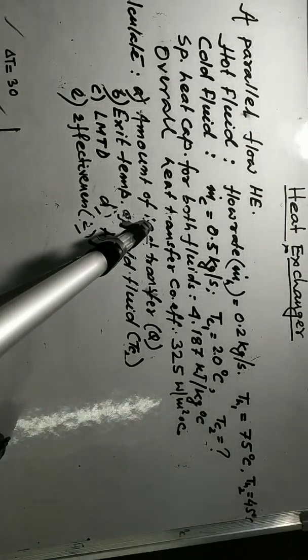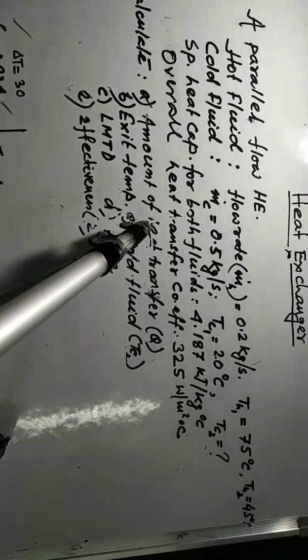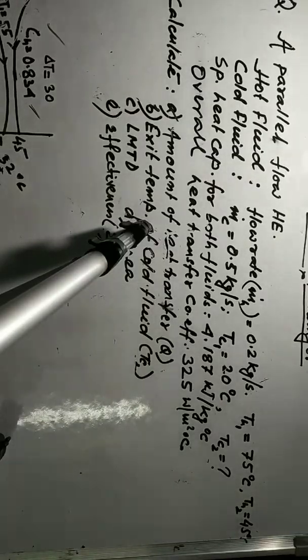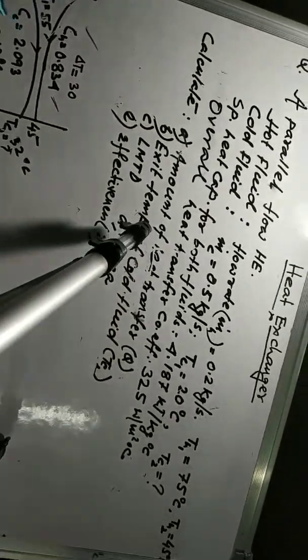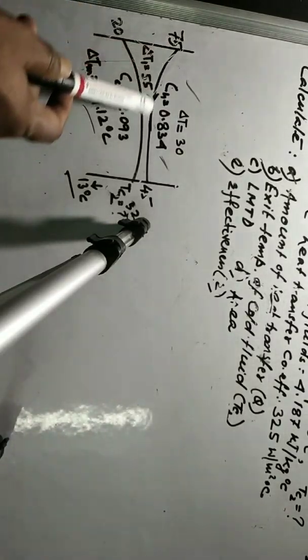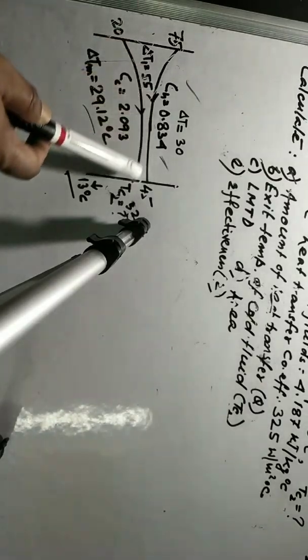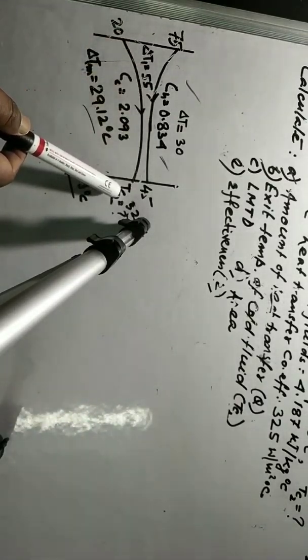So we can calculate amount of heat transfer, exit temperature of the fluid which is not given, then LMTD, we can calculate the area and effectiveness of the heat exchanger. Let us try one by one. Okay, so this is the heat exchanger. So hot fluid entry temperature 75, exit 45, cold fluid entry 20, exit temperature not given. We have to calculate first.